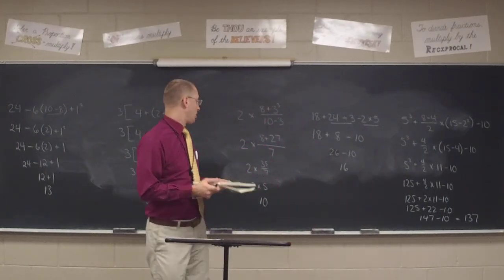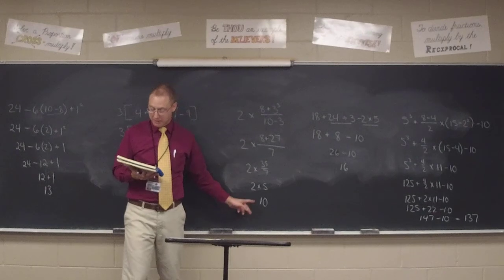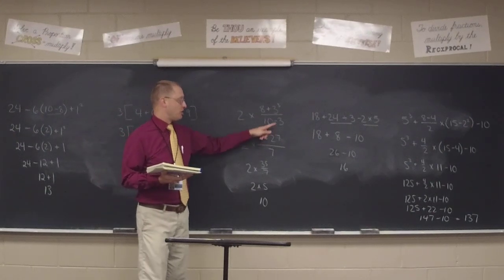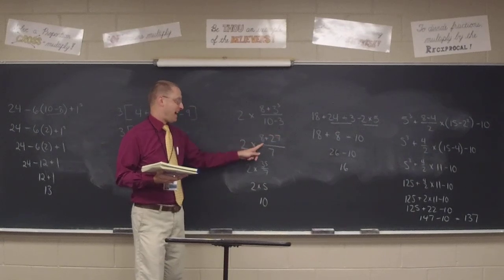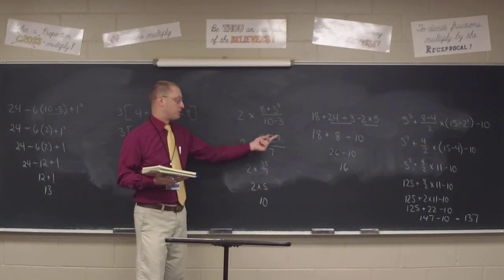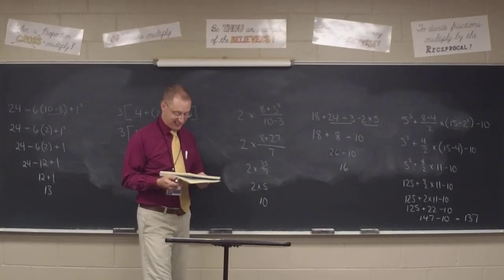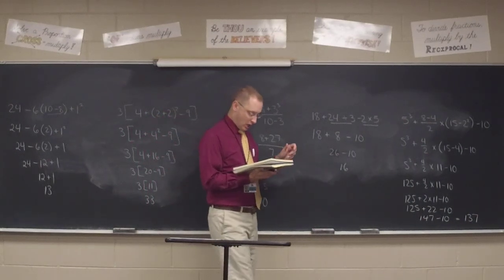Number 14, should have gotten 10 for our answer. How many had 10 for number 14? All right, perfect. In here again, within the grouping symbol, exponent first, then add the 8. This is also grouped, so I can take care of that in the same step, end up dividing before you do the multiplication to get 10 for your answer.